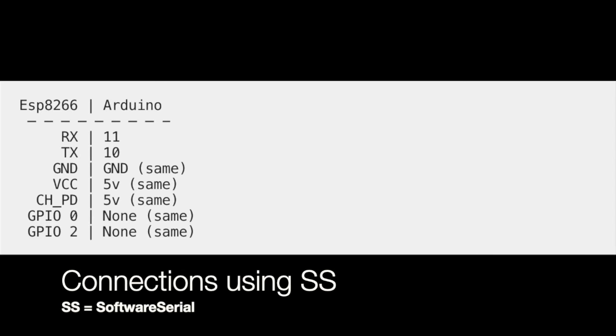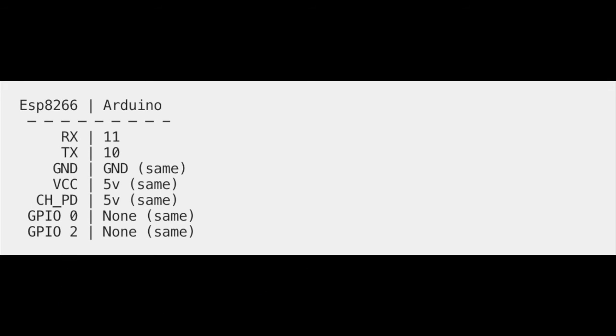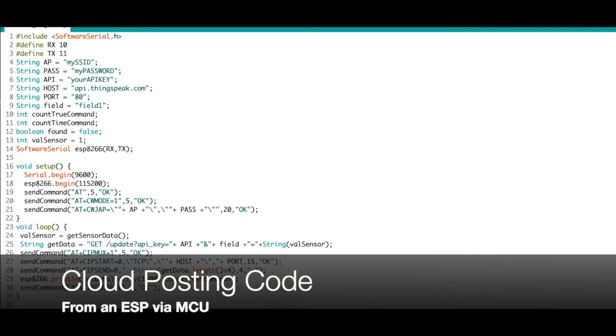So we're going to make a complete post to the web. This is the wiring that I'm going to be using in this case. We're using software serial to use RX as 11 and TX as 10. Ground to ground, VCC and CHPD, and GPIO 0 and 2 are not going to be used in this case. So let's go ahead and jump straight onto the code. Now be aware that you may use 5 volts for VCC, but it's up to your own risk. 3.3 is recommended.